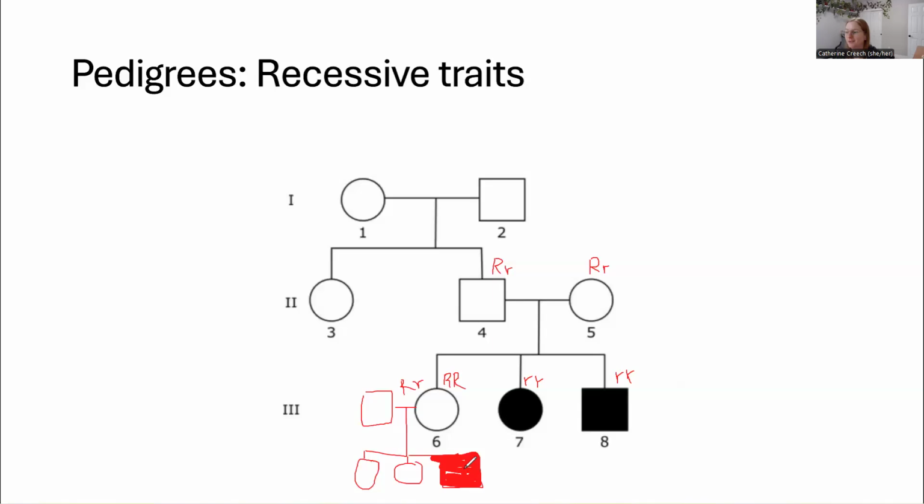Now I know that the mom has to be heterozygous because that little r had to come from somewhere. So that little r got passed down to that offspring. If this daughter here never has children, then we will never know whether or not this child is homozygous or heterozygous.